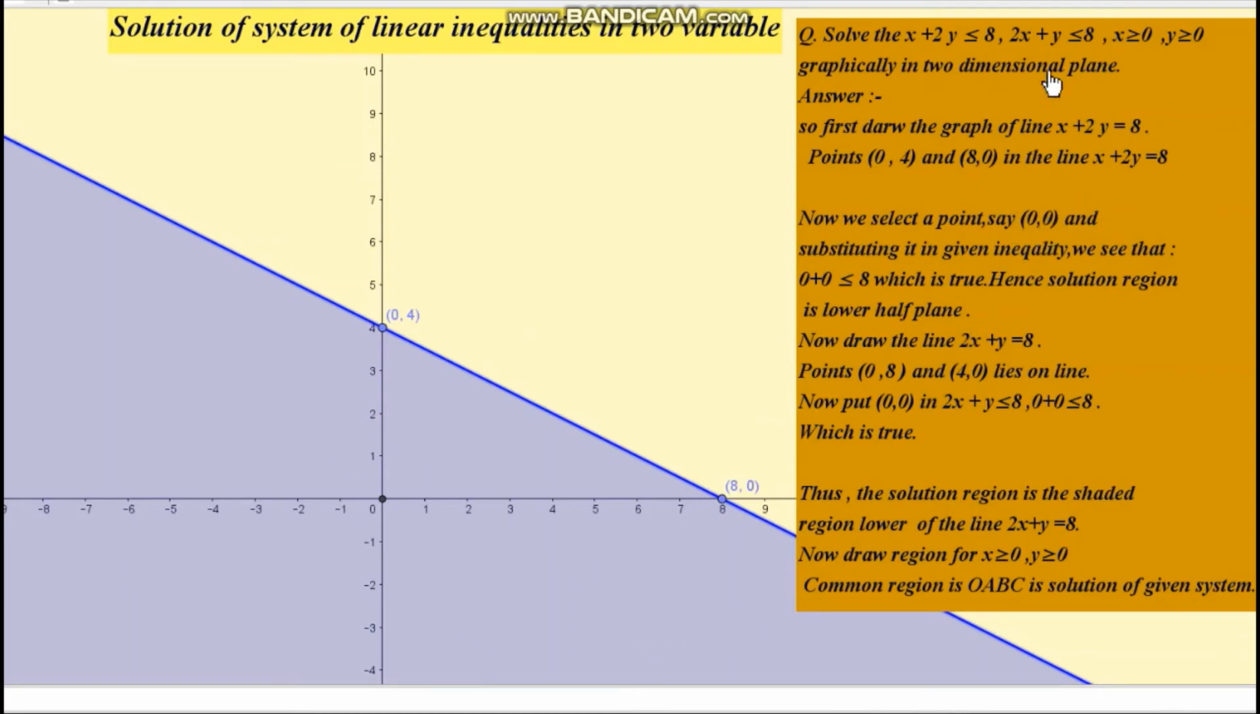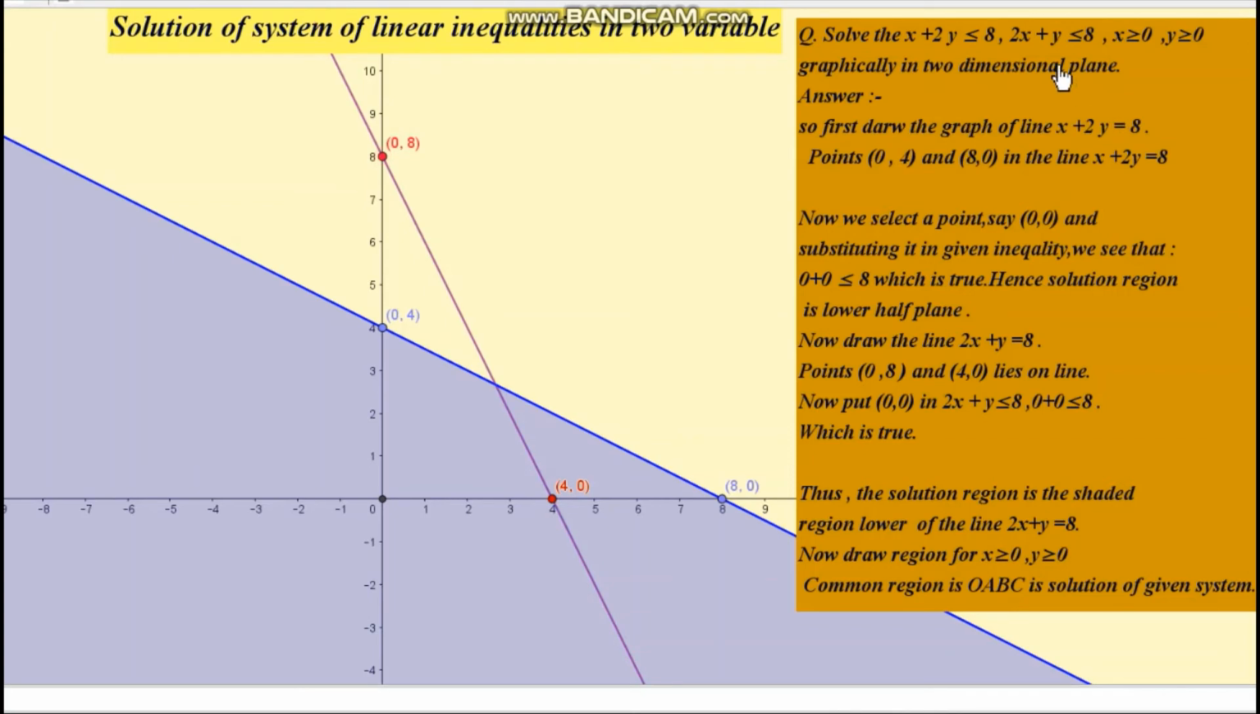Now for the inequality 2x plus y less than or equal to 8, first we draw the line 2x plus y equal to 8. If you put x equal to 0, y becomes 8. If you put y equal to 0, then x becomes 4. Now draw the line 2x plus y equal to 8. So these are the points (0, 8) and (4, 0). Now draw a line which passes through the points (0, 8) and (4, 0).